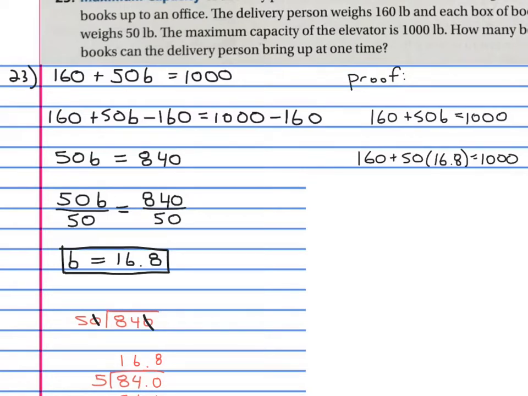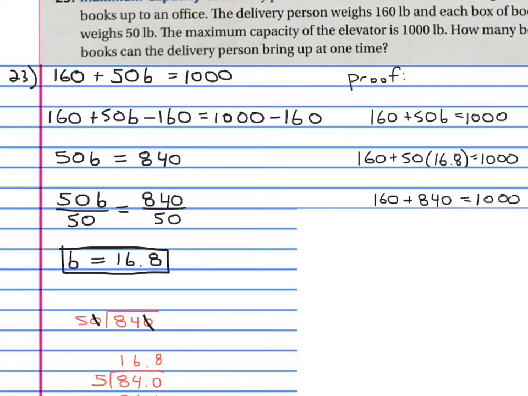So we say 160 plus 50 times, see what we boxed over here, B is equal to 16.8. So we plug in 16.8 for B equals 1,000. And when we simplify that, we get 50 times 16.8 is 840. Okay? And I'll do that math down in the bottom in a second, just so you can verify it. But I know that that's true because I already did it.